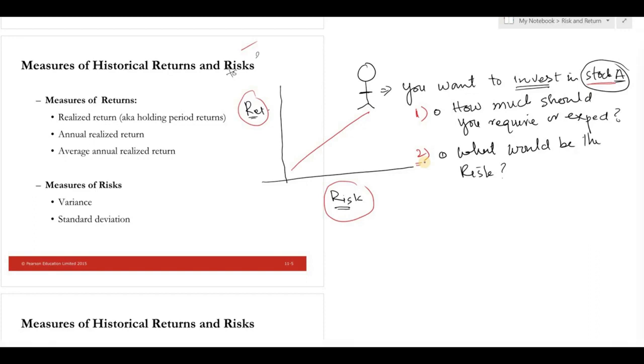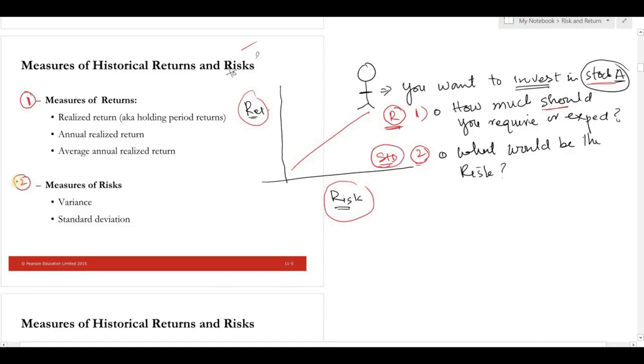The risk means that you are expecting something from that stock, and what are the chances that you are not going to get that return, right? And how do we measure that return? How much you should expect is basically the expected return. How do you measure it? Okay, so this is the first question. The next question is, what is the risk? And normally we call it standard deviation. And how do we measure it? We are also going to discuss that here.